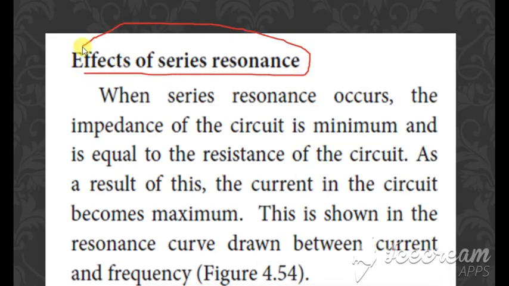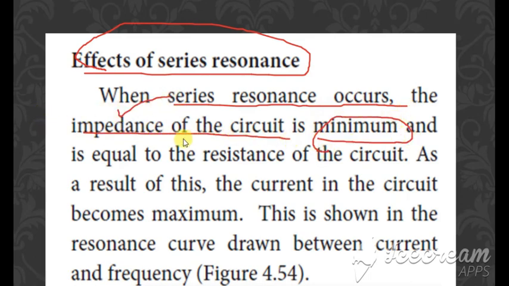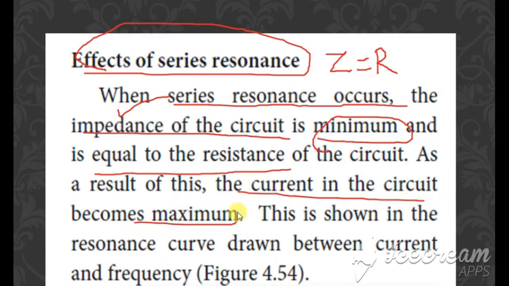Next is the effects of series resonance. So what are the effects when you are considering the resonance? That too in the series circuit. When series resonance occurs, the impedance of the circuit is minimum. Right? So what is the impedance? It is minimum, and that is equal to the resistance. So impedance is denoted by Z, and that is equal to what? Resistance, as they have said. And as a result the current is maximum.